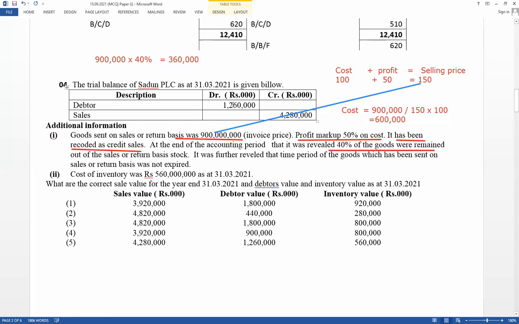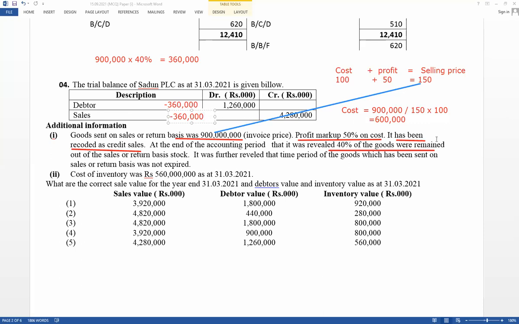Therefore, deduct 360,000 from debtors. It has already been recorded as a credit sales, but 40% was not sales. The 40% value equals 360,000. That value should be removed from debtors and sales. Based on the selling price 40%, 360,000 is deducted from debtors: debtors account credited and sales account debited. As well, that value should be deducted from sales also. Sales account debited, debtors account credited. Therefore, 360,000 should be deducted from sales also. Then the correct sales value and the correct debtor value can be recognized.